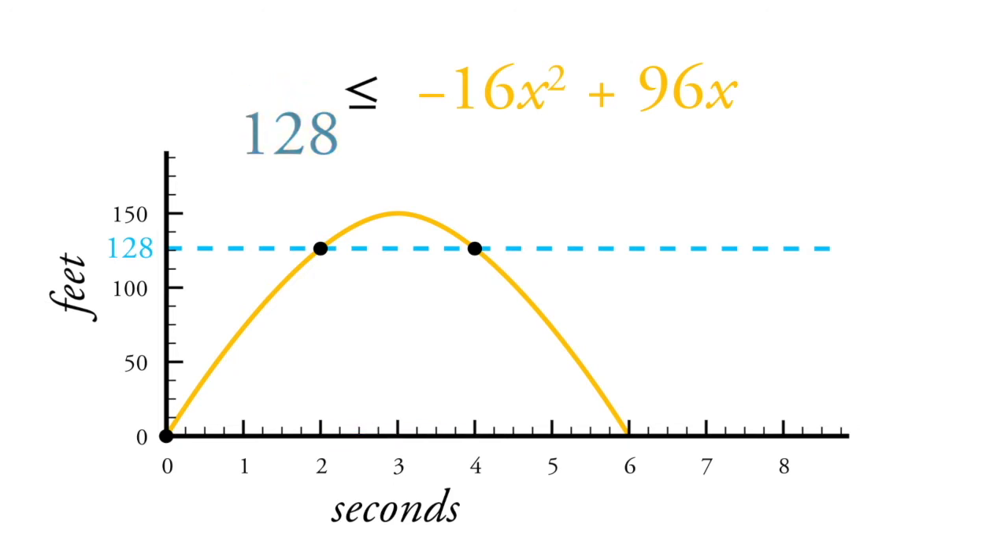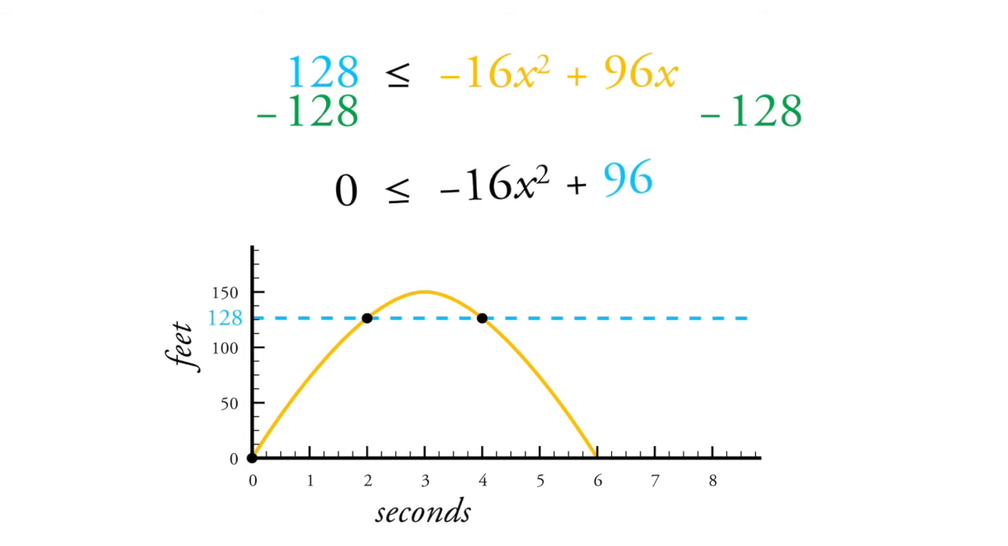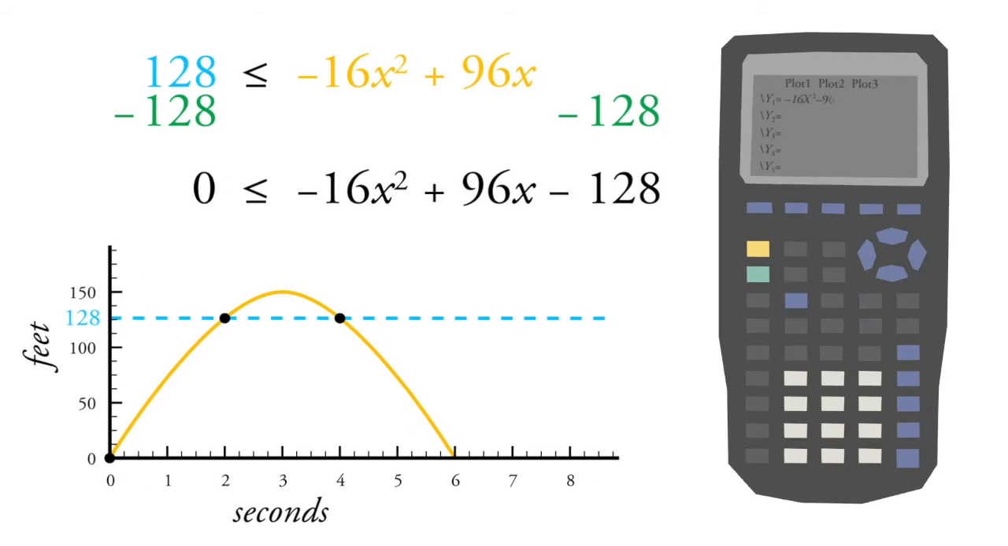Now we can do what we do with an equation. We'd like to get all the numbers on one side and a 0 on the other. So we subtract 128 from both sides, and we get 0 is less than or equal to negative 16x squared plus 96x minus 128. Now again, you can have your calculator figure out the factors, so what are the values of x that make it equal to 0? That'll save you a lot of time. Take a look at our calculator tutorial.